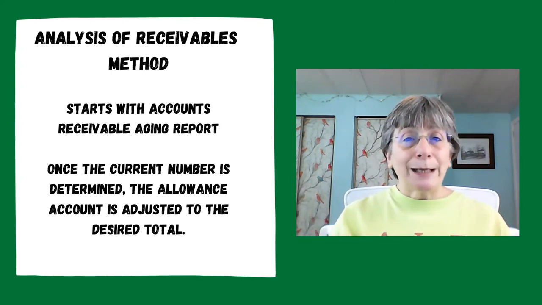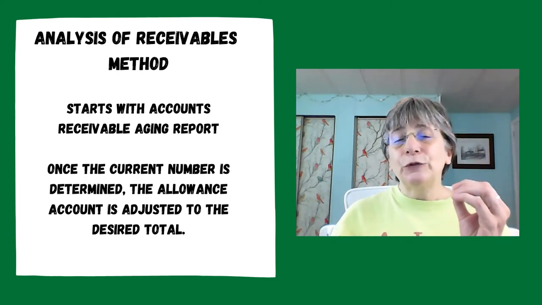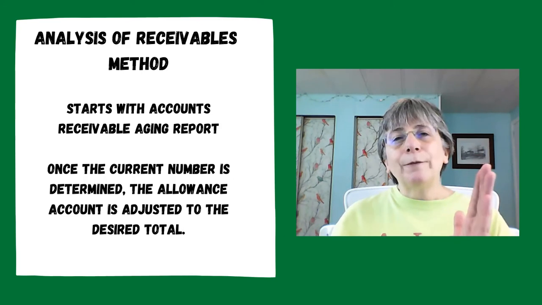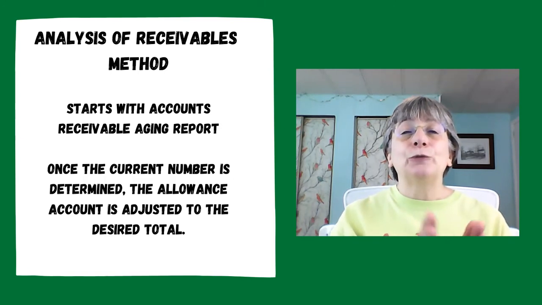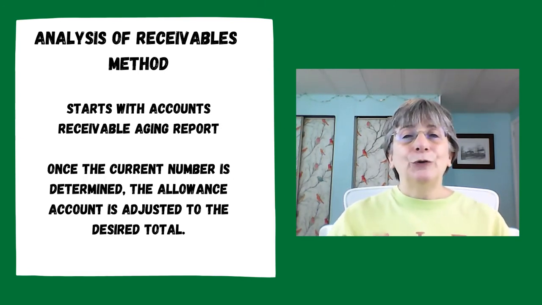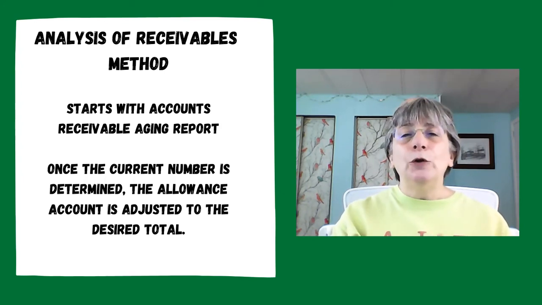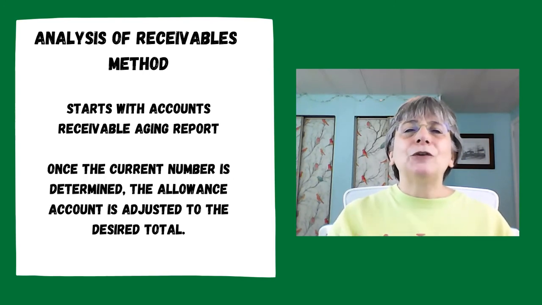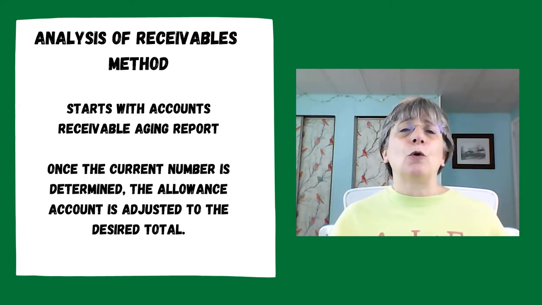Now the thing with bad debts is that the longer it takes you to get paid, the less likely you are to get paid. So under the analysis of receivables method, we're going to be looking at each one of those columns, and based on historic data, we're going to determine what the percentage is for each one of those columns. So if it's 91 days and older, maybe the chances of us getting paid for those debts is 1%. And then with the newer debts, maybe they're at the 31 to 60 days, we think that there is, let's call it, 80% chance that we're going to get paid for those. And again, this is going to be based on historical information.